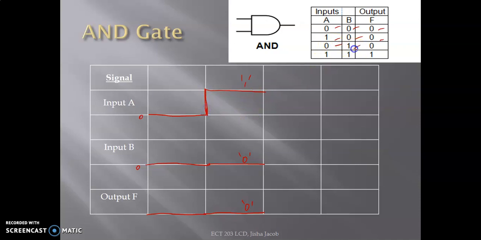The next possibility is 0, 1. So input becomes 0 and 1, correct? When it is 0, 1, output is 0 itself again. Finally, you have 1, 1 case. Therefore, A goes from 0 to 1, B goes from 1 and keeps on going 1. At that time, the output is equal to 1. So output goes from 0 to 1. And that's how you draw the timing diagram of AND gate.